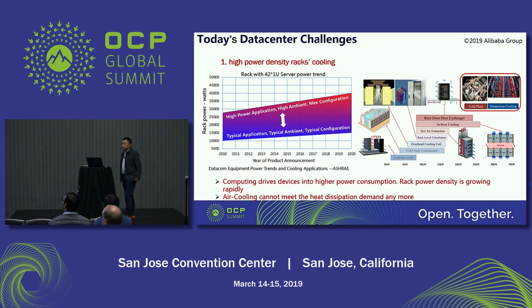Let's take a look at the rack power density trend, as can be seen from the left picture. Rack power density is growing rapidly in recent years. It is estimated that the max power density per rack will reach 40 kilowatts by 2020. I think it's more conservative. The right picture shows that air cooling cannot meet the heat dissipation demand under a stable cost when the power density is more than 30 kilowatts per rack. So, obviously, the data center needs new cooling approaches.